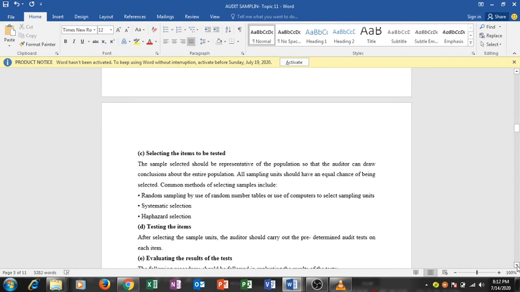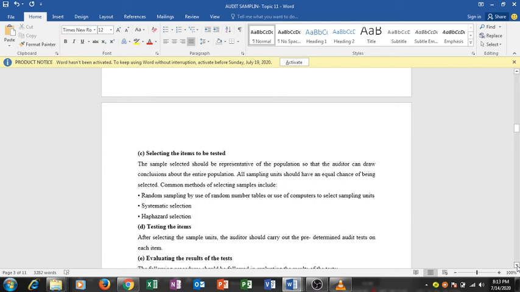Another thing you need to consider is the selecting of the items to be tested, which is another step. In selecting, you need to adopt some methods of picking a sample. We have random sampling, whereby all the items are given the same chance of being selected. Random sampling is like a rotary: you indicate a number that represents each transaction, you put them somewhere, and then you pick a few and they become a sample.